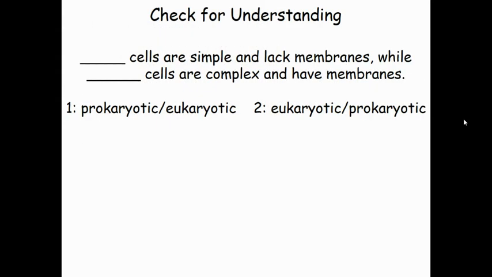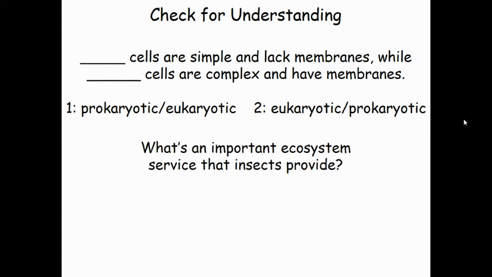All right, blank cells are simple and lack membranes, while blank cells are complex. Is that combination 1 or combination 2? Take a look back at number 1 of your notes. Yeah, so that's combination 1. Prokaryotic are simple, eukaryotic are complex.